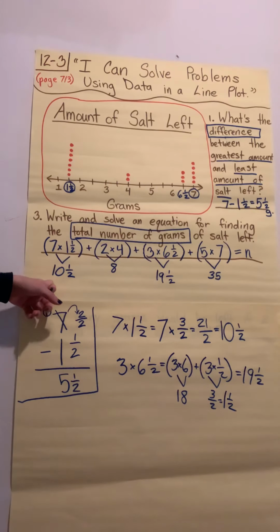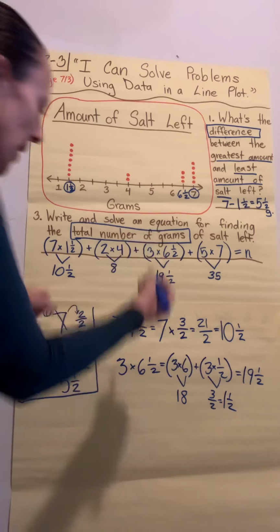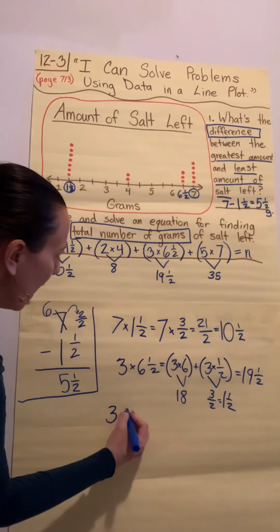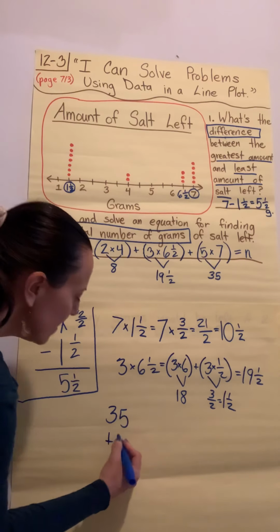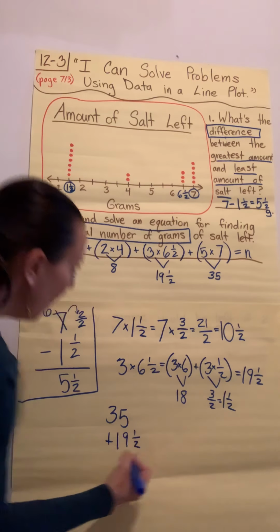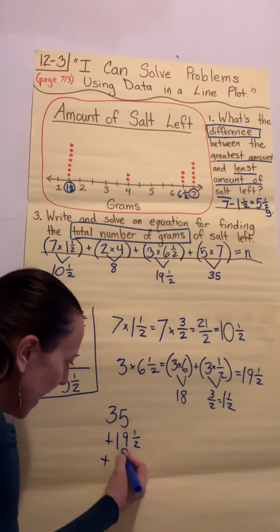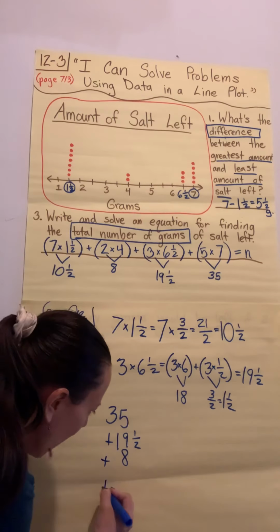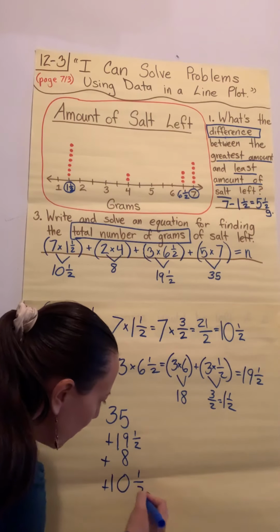So if I want to get my whole total, I've got 35 plus 19 1/2 plus 8 plus 10 1/2.